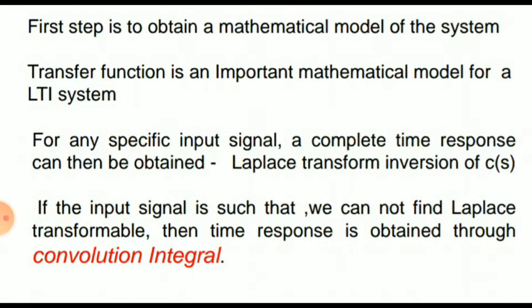Now method to determine total output c(t). So to determine or to analyze transient response, we have to find out the total output c(t). So first step, determine the closed loop transfer function of the system, that is C(s)/R(s). So C(s)/R(s) will be equal to G(s)/(1 plus or minus G(s)H(s)). So transfer function is an important mathematical model for the LTI system.